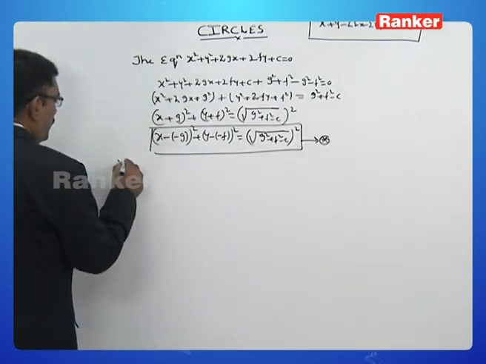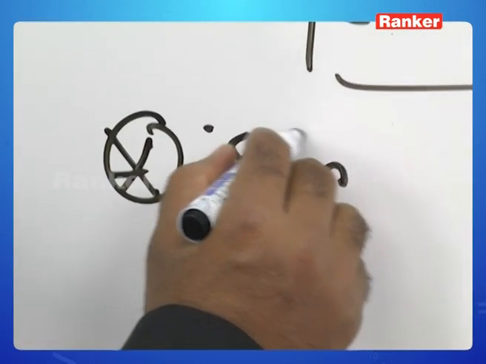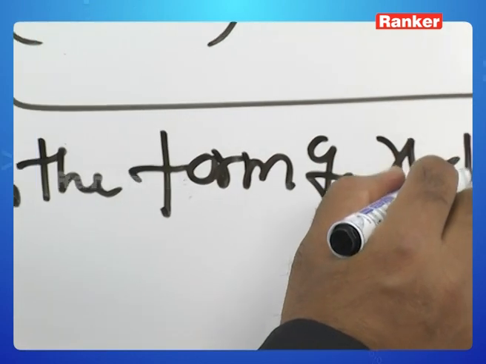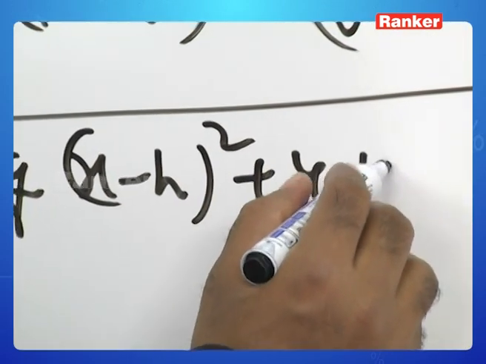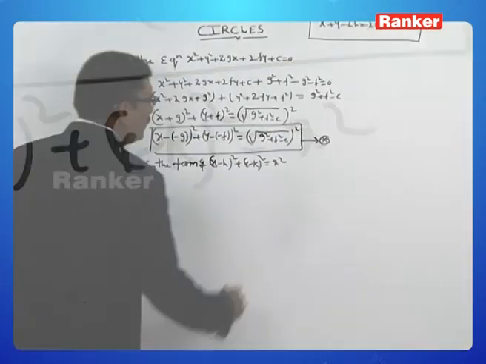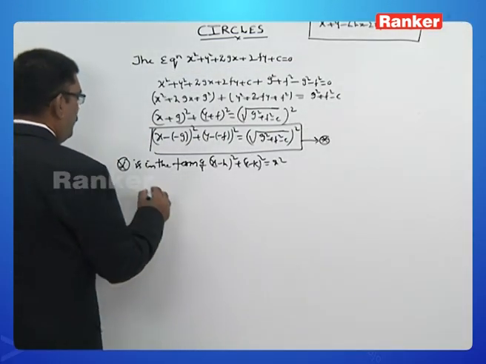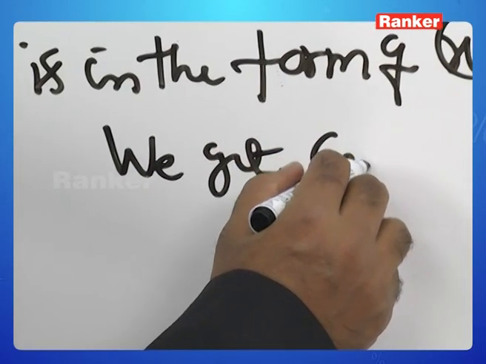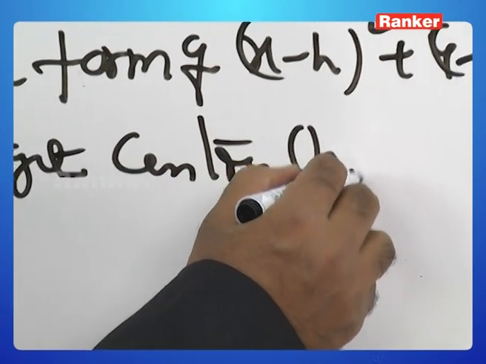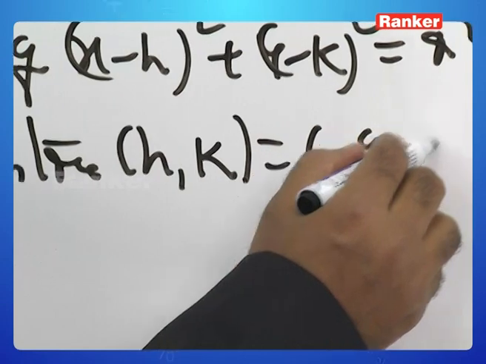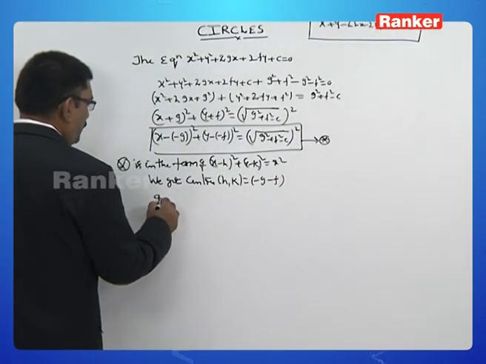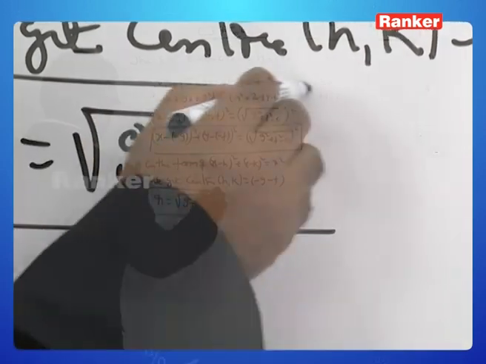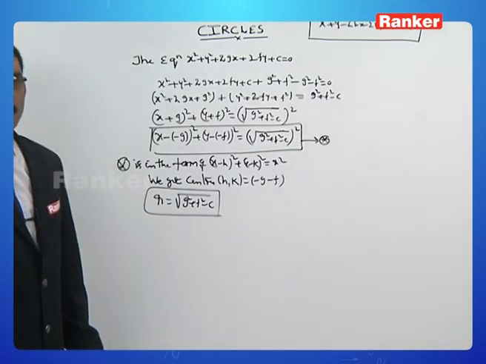Now star is in the form of x minus h whole square plus y minus k whole square is equal to r square. So therefore you can compare this equation with this equation. We get center h comma k is equal to minus g comma minus f, and radius r is equal to square root of g square plus f square minus c.